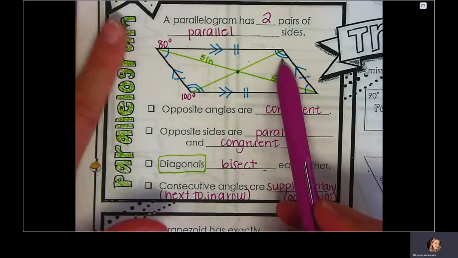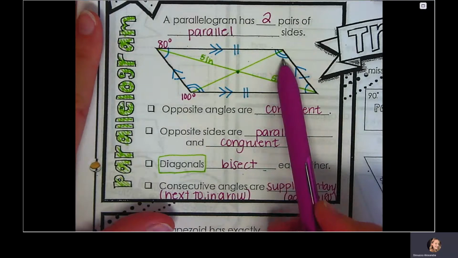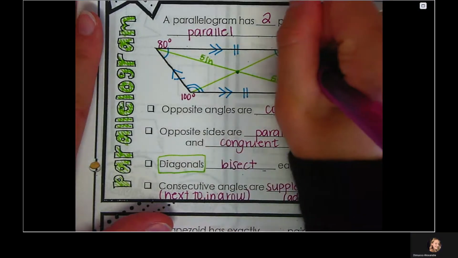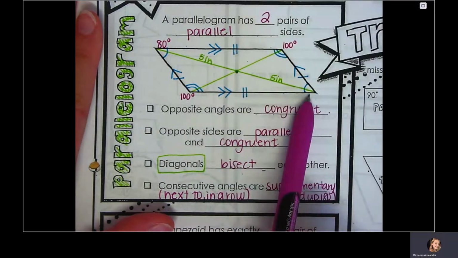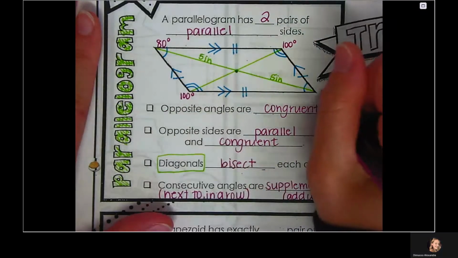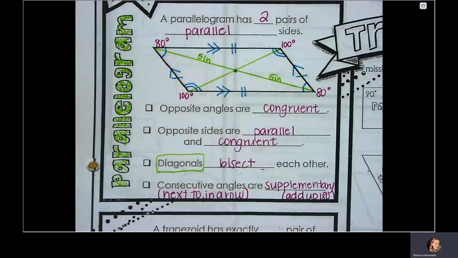And then you should be able to mark all of the other angles. What would this one over here with the two arc marks be? It would be 100. It's the same as the other one with two arc marks. What would this angle over here with the one arc mark be? 80. It'd be the same as this one. So parallelograms are nice because it's a lot of the same thing.